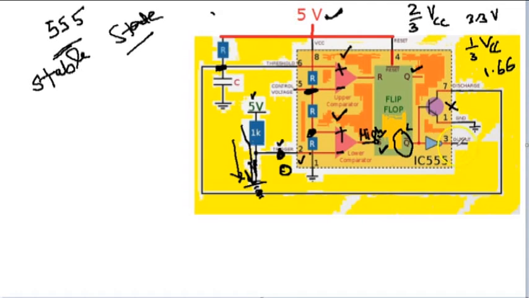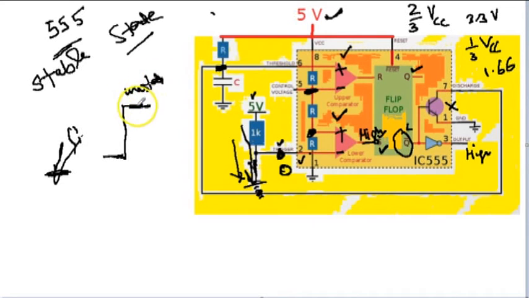And if this is low, output will be high. So this was a stable state. Now what is going to happen? From the stable state, the output is going high. The output going high means this is unstable. So the output is going high.